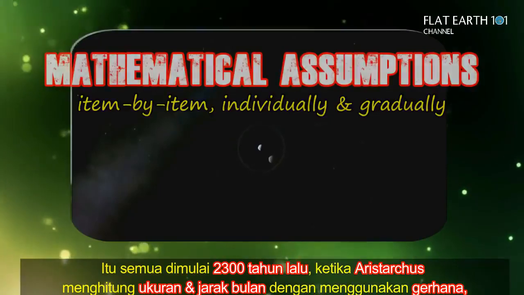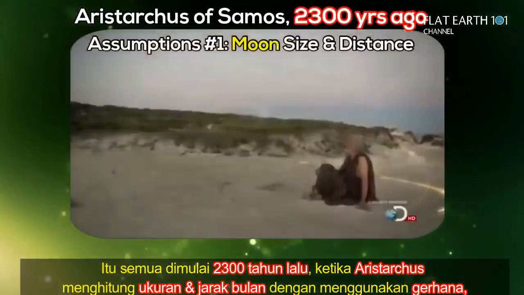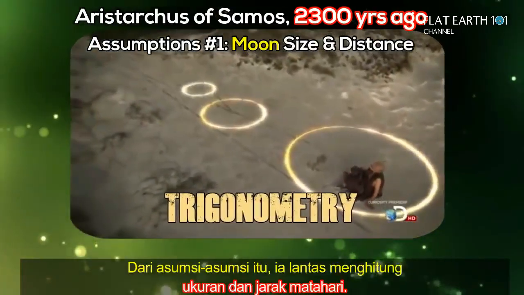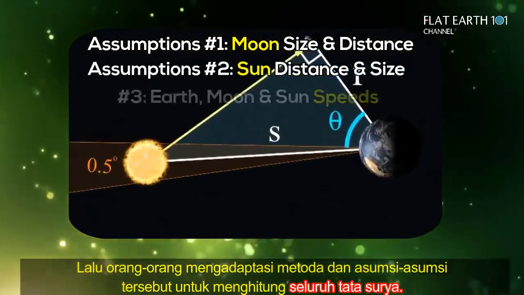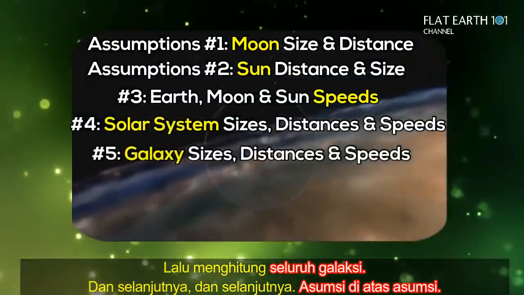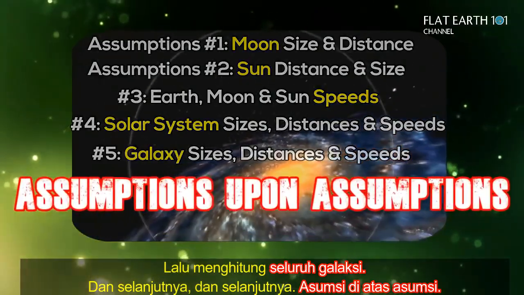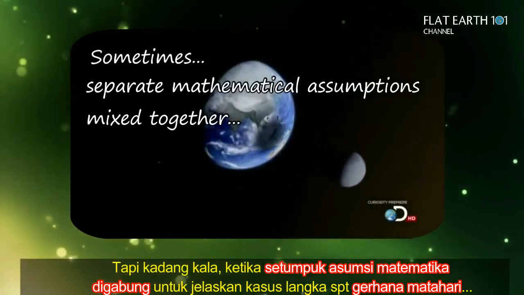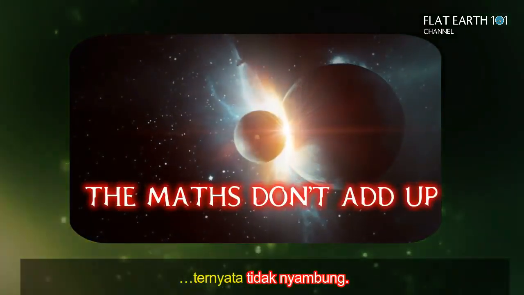It all started 2,300 years ago when Aristarchus calculated the size and distance of the moon using eclipses based on assumptions if the earth was a ball. From those assumptions, he calculated the size and distance of the sun. Then people adapted his method and assumptions to calculate the whole solar system, then the whole galaxy, and so on and so on. Assumptions upon assumptions. But sometimes, when a bunch of mathematical assumptions mix together to explain rare cases like a solar eclipse, they just don't add up.